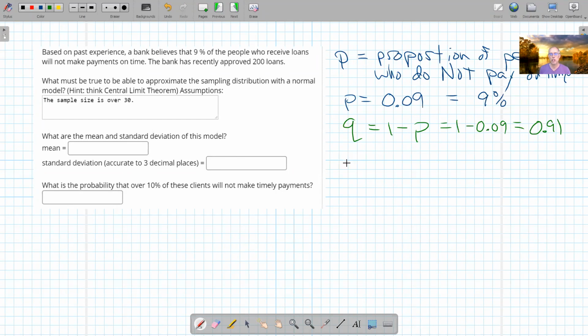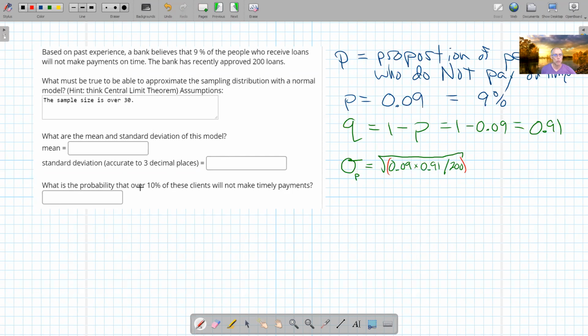And so the standard deviation, so I would call that sigma with a little p, is going to be the square root of that decimal 0.09 for p times q, which is 0.91, divided by 200. And all of that has to be inside the square root. And so on some calculators, you need parentheses there. And they want it accurate to 3 decimal places. And then what's the probability that over 10% of these clients make payments on time? Okay.